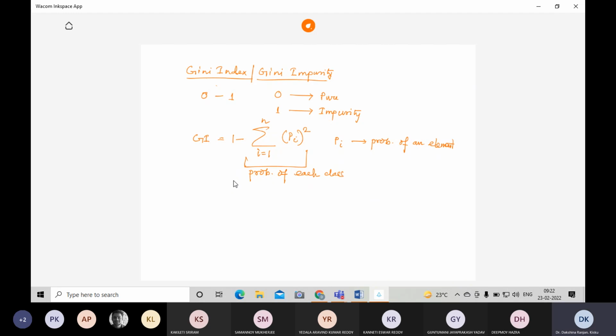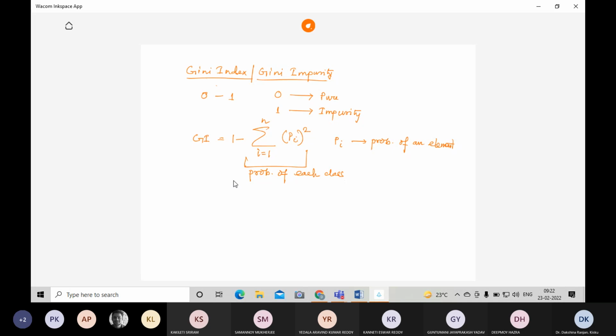Suppose in the data set we have two classes, class A and B. Then we will calculate this for class A and B, and then we take the summation, and this summation gets subtracted from 1. So this is the measure of the Gini index.